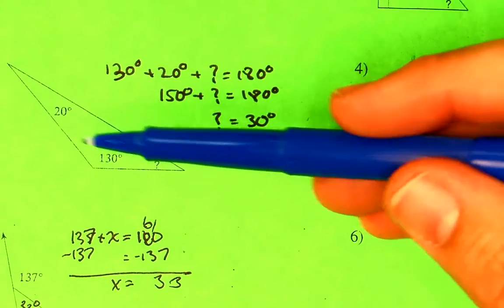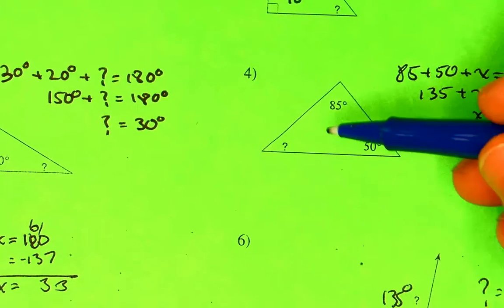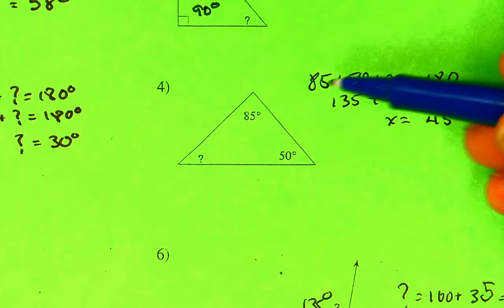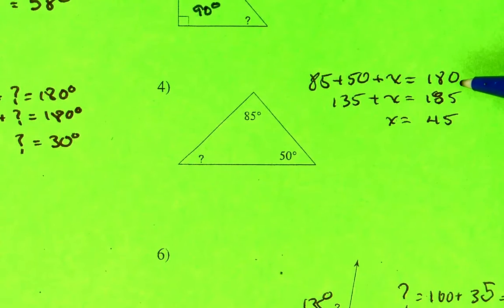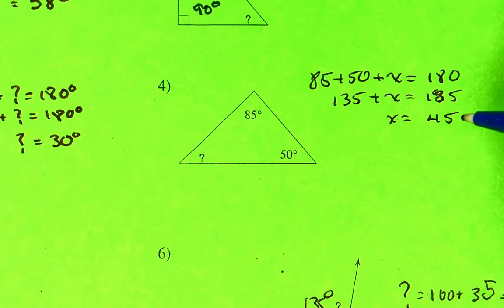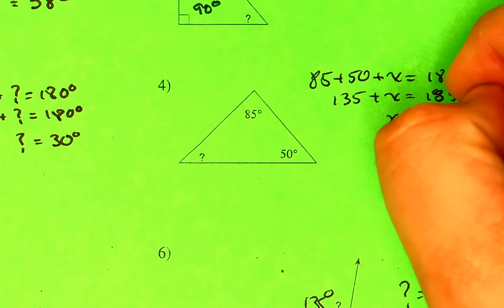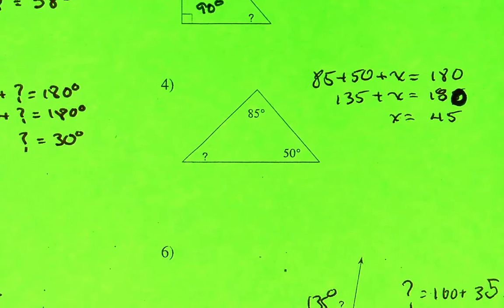Same thing here, 20 plus 30 plus the question mark, triangle sum theorem. Same thing for number 4, triangle sum theorem. 85 plus 50 plus the triangle is equal to 180, and that would be 80.